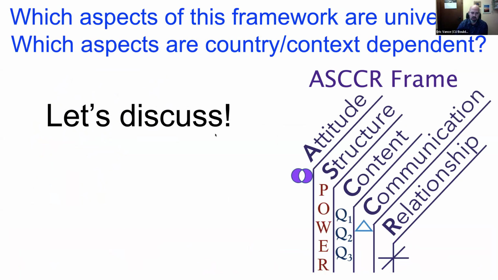And so now that's where I'm turning back to you. So that was the ASCCR framework, these 5 components of attitude, structure, content, communication, and relationship. So I'm going to ask you again, which aspects of this framework do you think are universal across the culture of statistics and data science? And which aspects are country or context dependent? So thank you for your attention, and let's discuss.